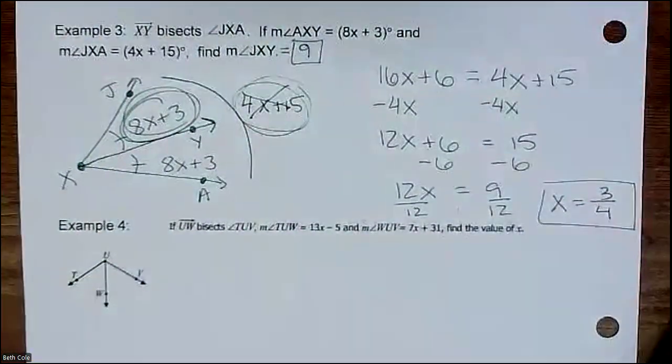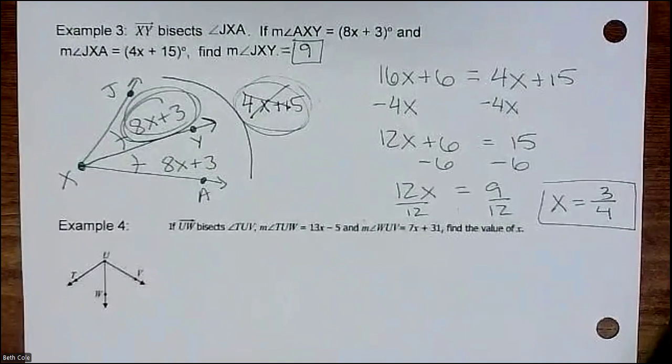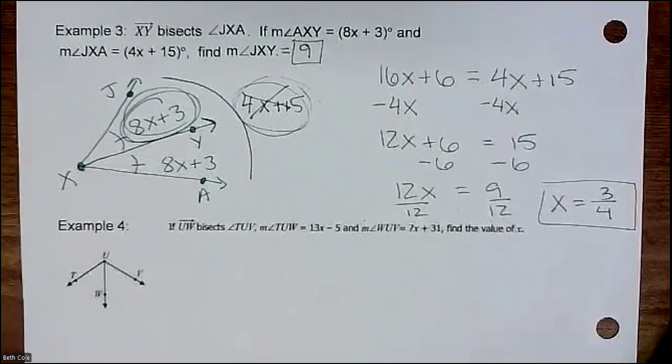Do you understand that 9 is a super, super tiny angle? Do you understand what 9 degrees would look like? Do you know what I mean? Like, it would be like this, like a teeny tiny little angle.